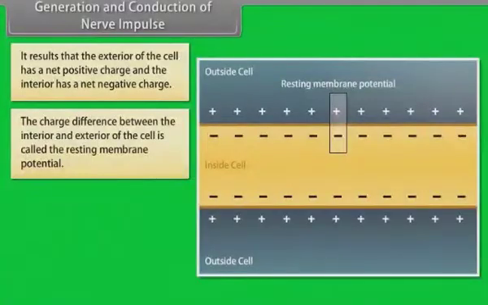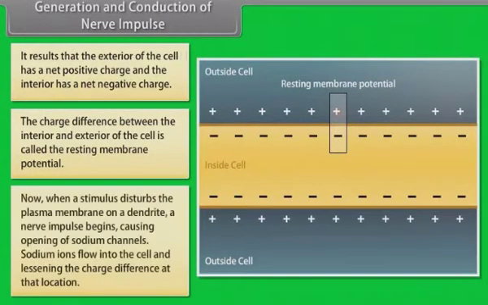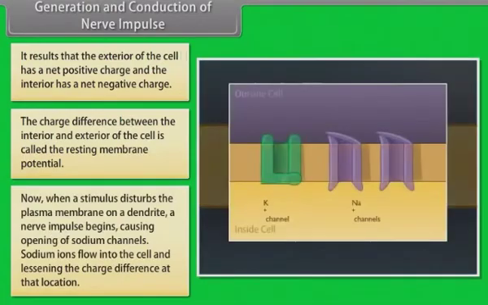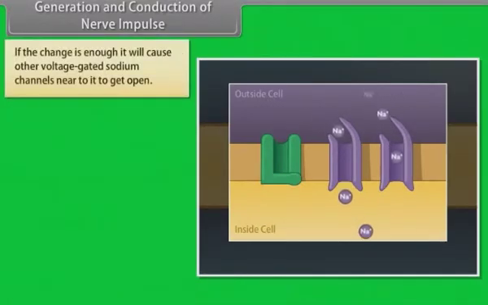and exterior of the cell is called the resting membrane potential. Now, when a stimulus disturbs the plasma membrane on a dendrite, a nerve impulse begins, causing opening of sodium channels. Sodium ions flow into the cell and lessen the charge difference at that location. If the charge is enough, it will cause other voltage-gated sodium channels near it to open.